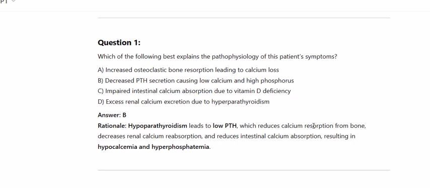Answer: B. Rationale. Hypoparathyroidism leads to low PTH, which reduces calcium resorption from bone, decreases renal calcium reabsorption, and reduces intestinal calcium absorption, resulting in hypocalcemia and hyperphosphatemia.